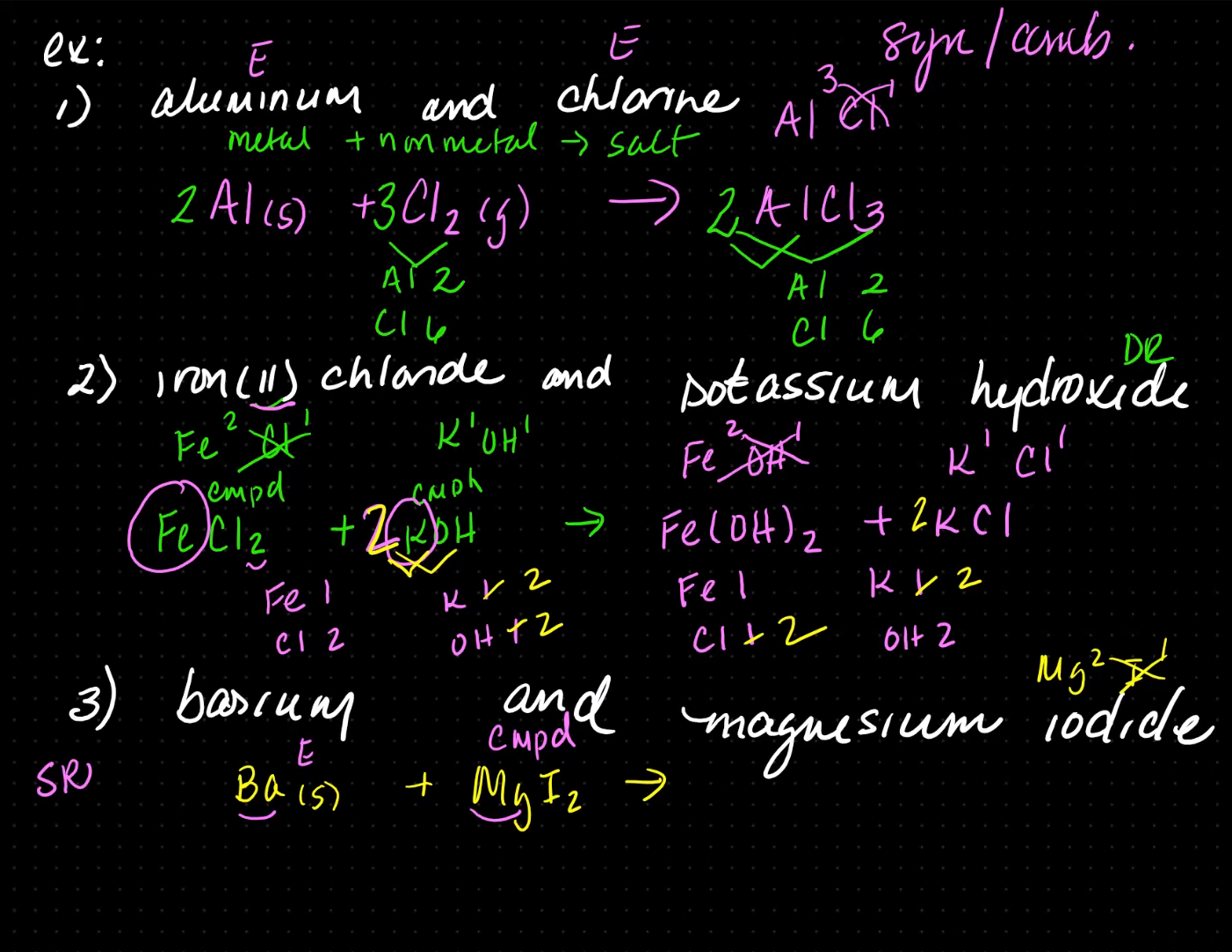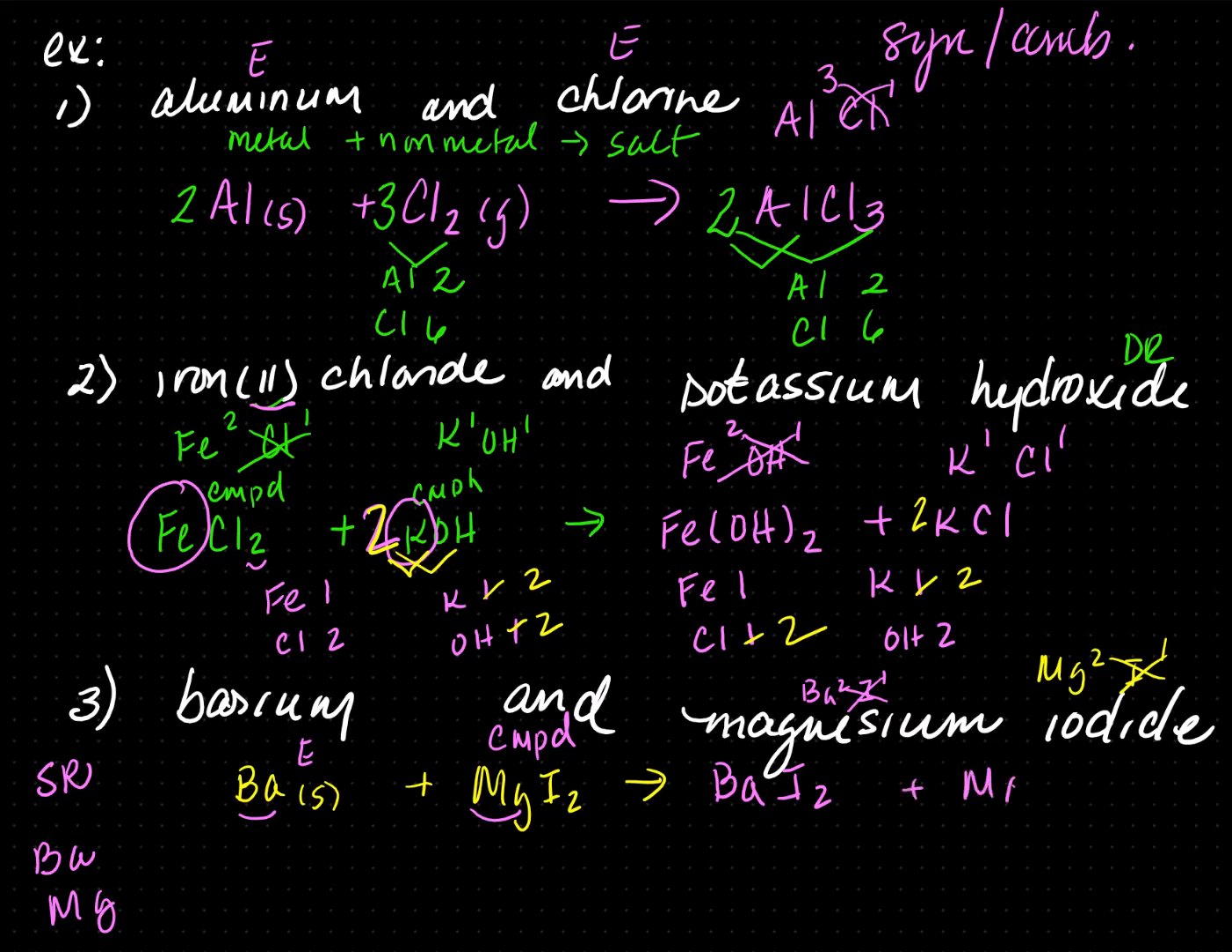And I need to look up Mg on the activity series. Barium is the element and is higher than magnesium, so this reaction will occur. So barium's going to replace magnesium, so barium's new partner is going to be iodine, so this is going to be BaI2. Because the charge of barium is 2, charge of I is 1, crisscross. And we're going to have magnesium by itself, and it's a solid.